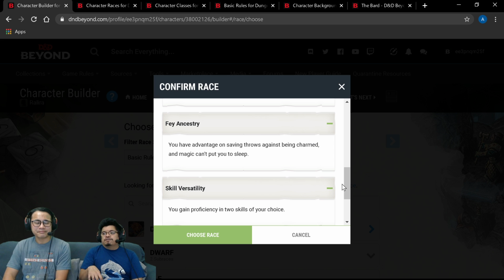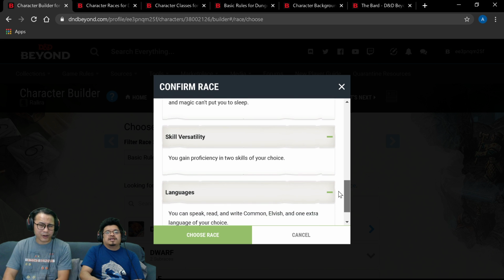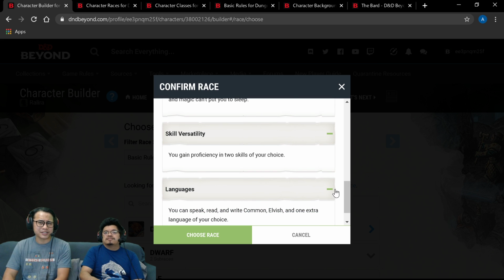Something that I love with the half elf is the fact that magic can't put you to sleep. And you have something called advantage on saving throws against being charmed. That's a lot of words for saying you get help against a bad spell. Let's just say it's harder for you to be charmed as a half elf. Let's leave it at that for now. We'll go into what advantage is in another video. We'll talk about all of that.